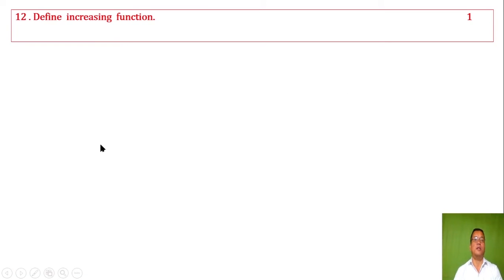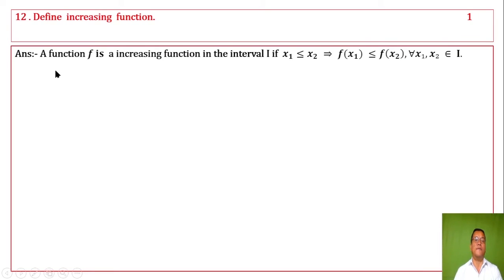Define increasing function. A function f is an increasing function in the interval I if x1 less than or equal to x2 implies f of x1 less than or equal to f of x2 for all x1, x2 belonging to I.